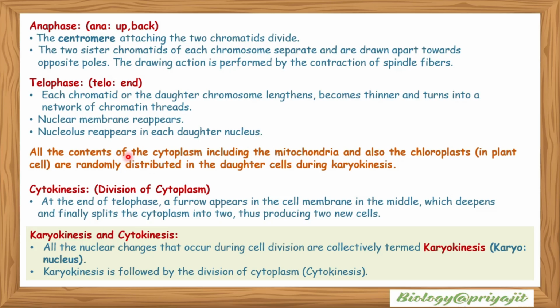So in this process all the contents of the cytoplasm including the mitochondria and also the chloroplast in plant cells are randomly distributed in daughter cells during karyokinesis. Cytokinesis, division of cytoplasm. At the end of telophase, a furrow appears in the cell membrane in the middle which deepens and finally splits the cytoplasm into two, thus producing two new cells. Karyokinesis and cytokinesis: all the nuclear changes that occur during cell division are collectively called karyokinesis. Karyo means nucleus, and karyokinesis is followed by the division of cytoplasm called cytokinesis.